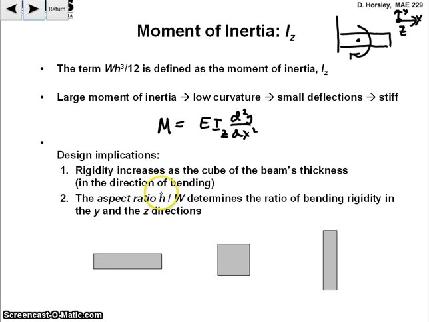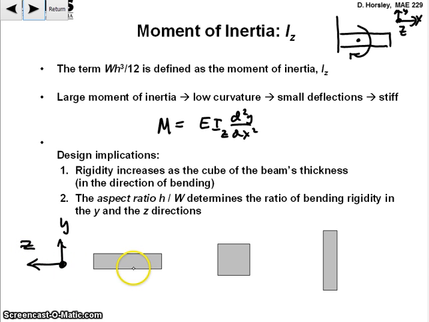And it says here, okay, design implications. Rigidity increases as the cube of the beam's thickness in the direction of bending, and the aspect ratio H over W determines the ratio of the bending rigidity in the Y and Z directions. So if you think about this sort of structure, now I'm looking at the cross section of the beam. So this is still the y-axis here, and this is the z-axis, and the x-axis is pointing out towards us.